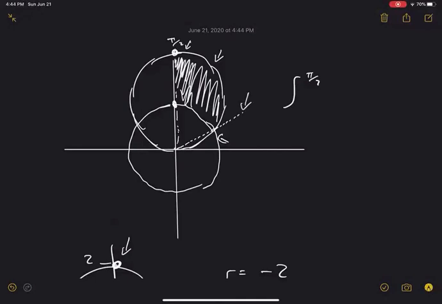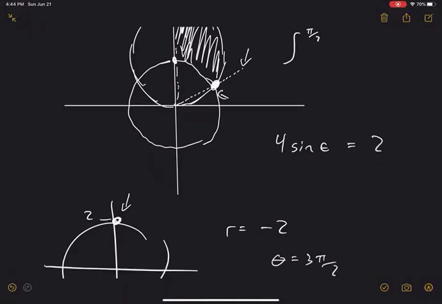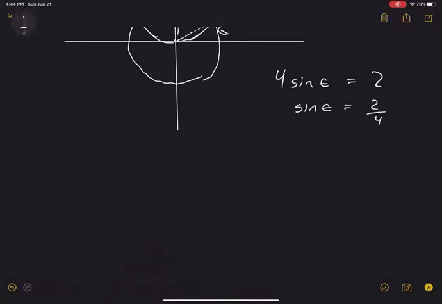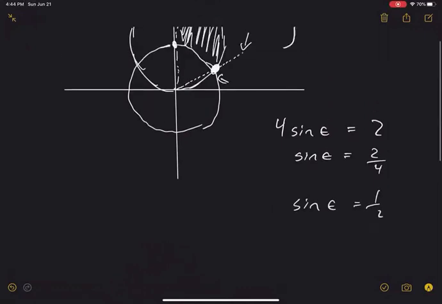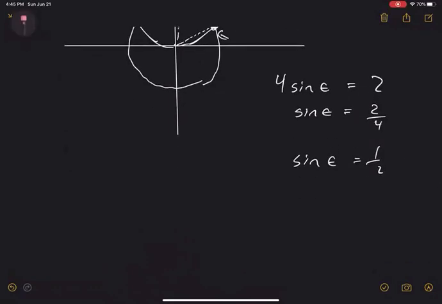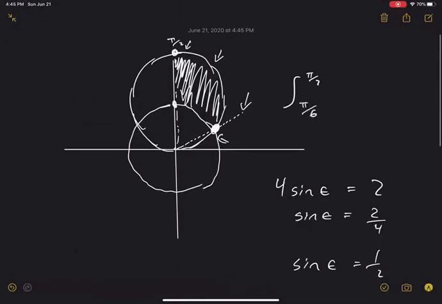Okay, so this angle here, where we end our integration, is pi over 2. What's this angle here? Well, notice it's going to be the angle where these curves intersect. So how do I find that? I'm going to set one curve equal to the other. So I have 4 sine theta is one curve, and the other curve is 2, right? Now I'm going to solve for theta. So sine theta equals 1/2. What angle gives me a sine value of 1/2? Well, that would be pi over 6. So that's the angle where my curves intersect, so that's where I should begin my integration.